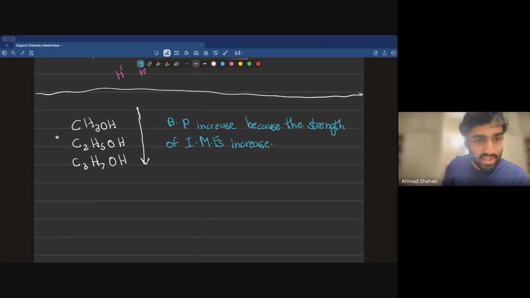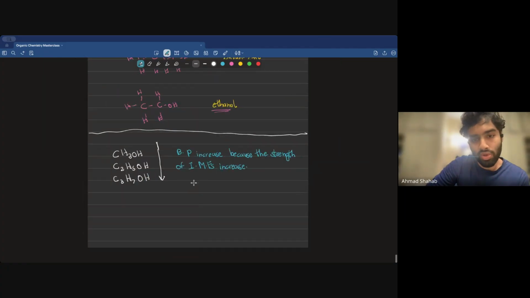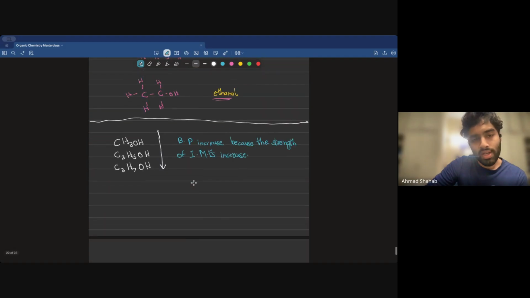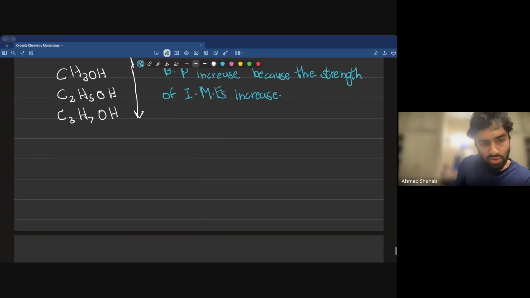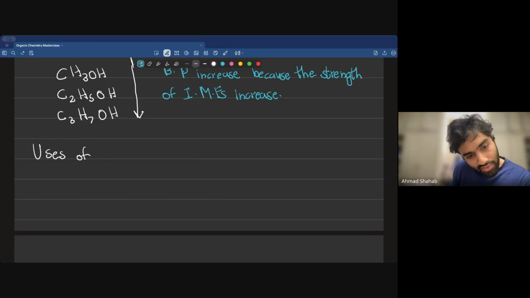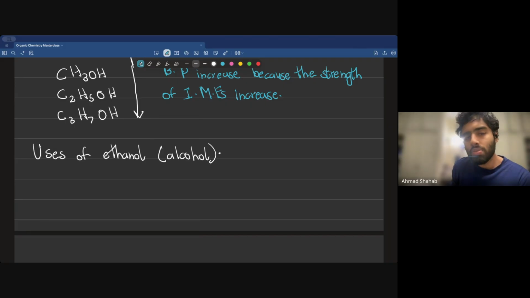Let's go ahead and see some use cases for alcohols, right? Before we move to the ways in which alcohol can be produced, let's talk about some of the uses of alcohol in real life. And let's talk about ethanol in particular, right? Ethanol is an alcohol. Let's talk about some of its use cases. What could be some of its use cases?